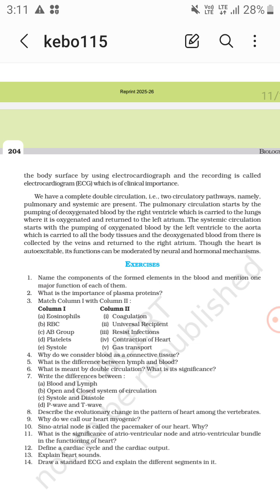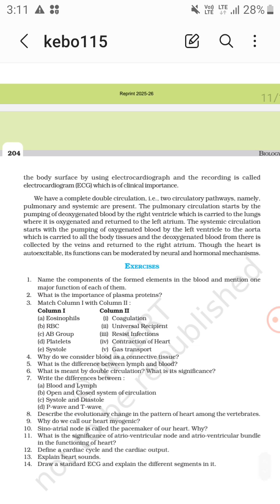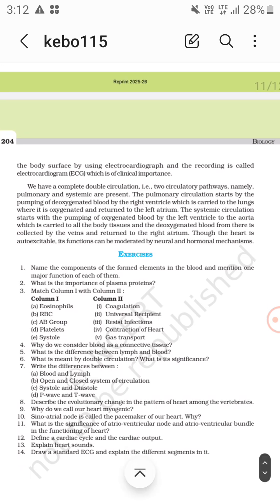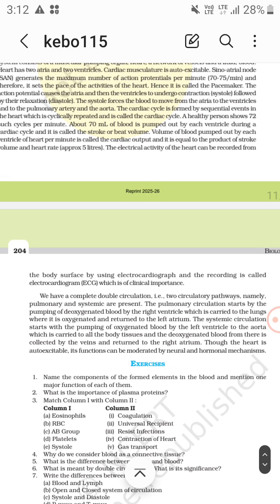Though the heart is autoexcitable, its function can be moderated by neural and hormonal mechanisms. Even though the heart is autoexcitable, the neural system, that is the autonomic nervous system, can control it, and so can the hormonal mechanism. And I said pulmonary and systemic circulation contain both oxygenated and deoxygenated blood, right? So this was a summary.